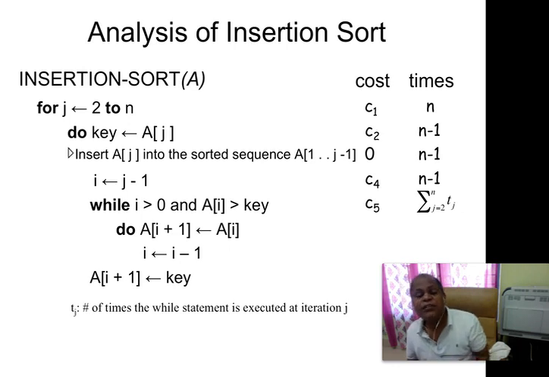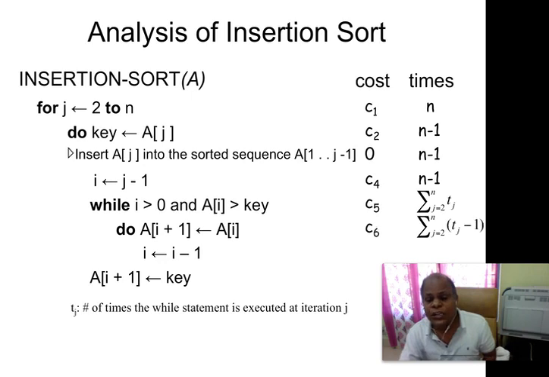That means it depends on the value of j, because i depends on j, and i will come to 0 only depending on j. Hence, suppose the number of times is tj. Why are we writing tj? We are writing tj because the number of times it will run depends on j, because it depends on i and i depends on j. Okay, and this is the case.